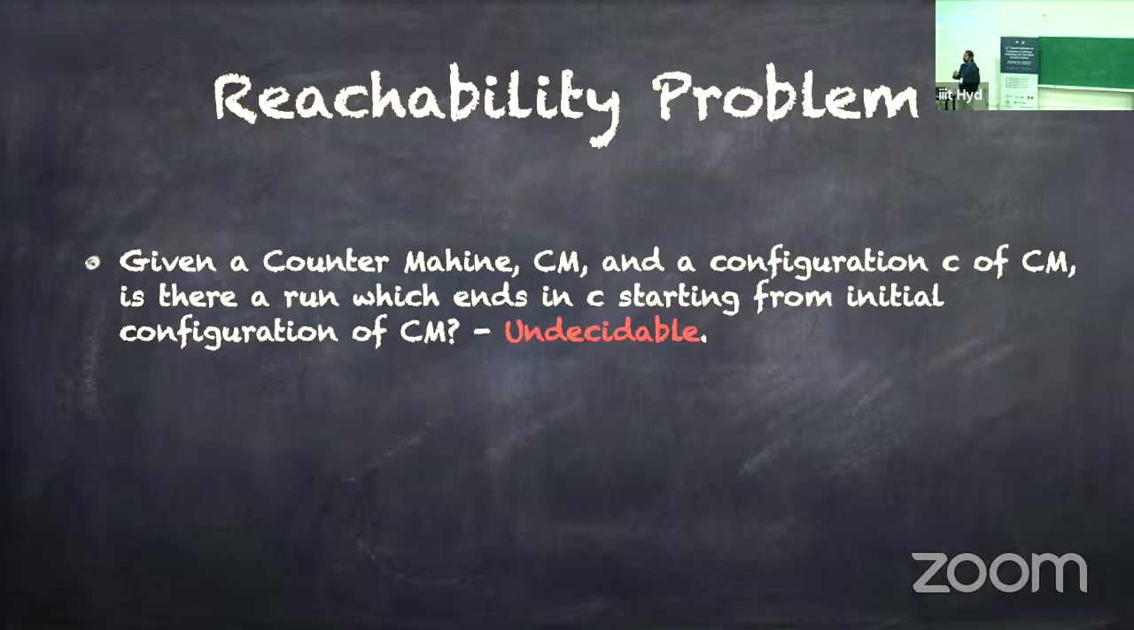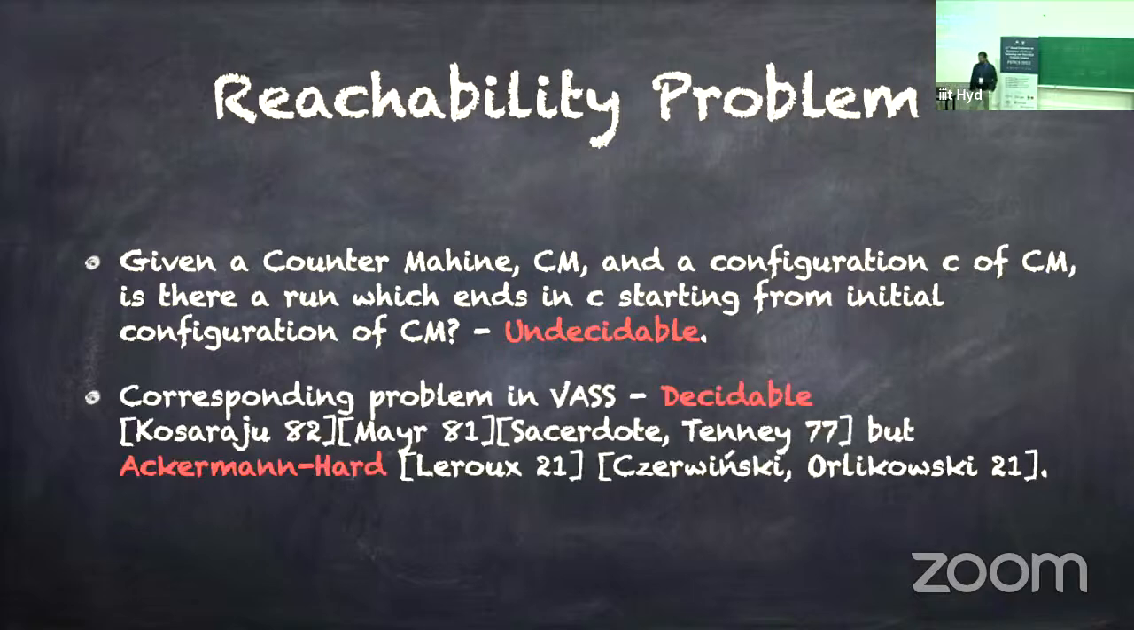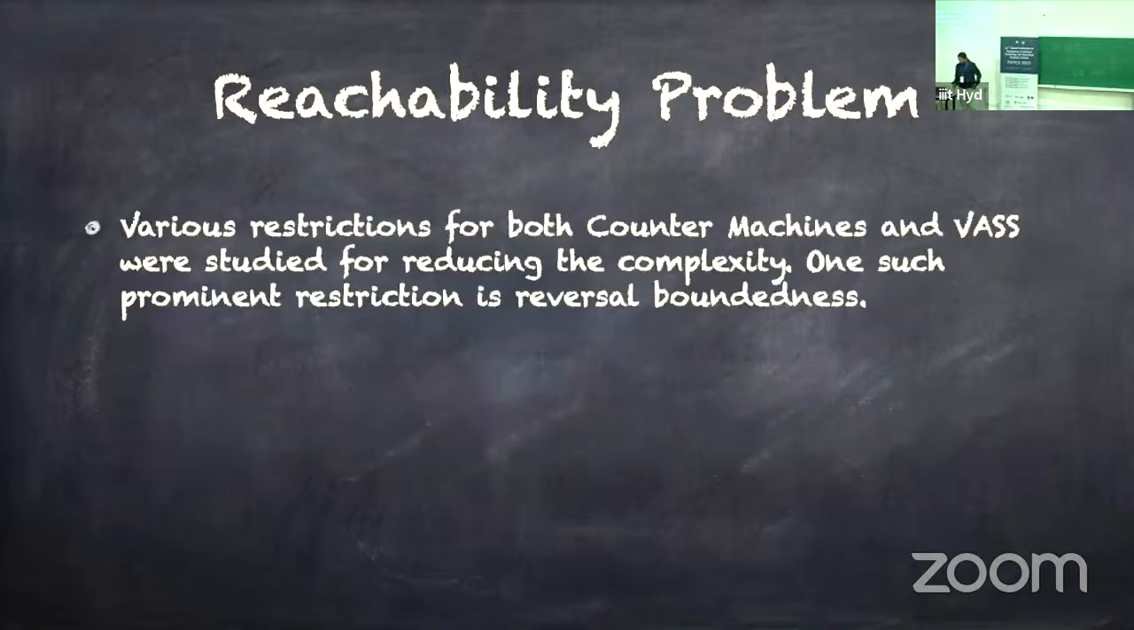And this problem is in general undecidable for counter machines. For vector addition systems, it becomes decidable, but the complexity is very, very high. That's Ackermann hard. Hence, various restrictions on both these models were studied in the literature to get a tractable complexity class for reachability problems and other relevant problems.